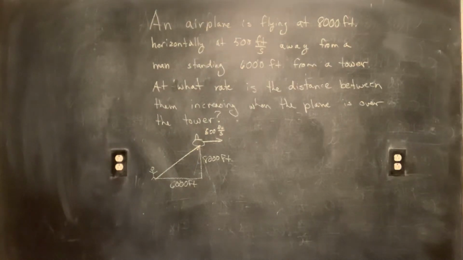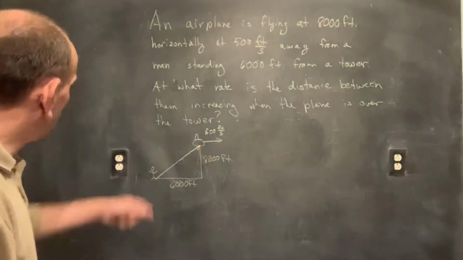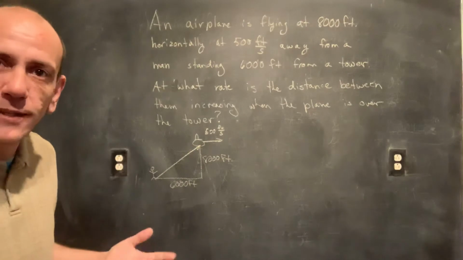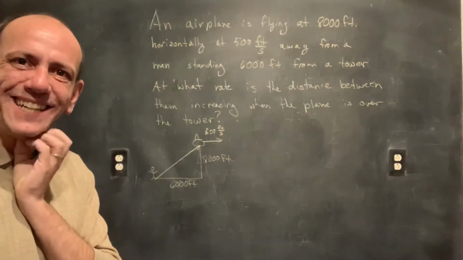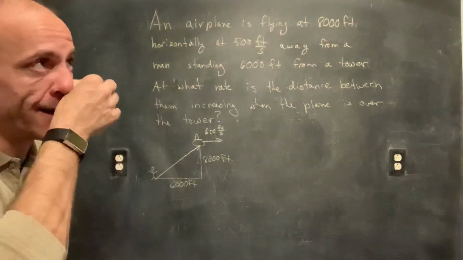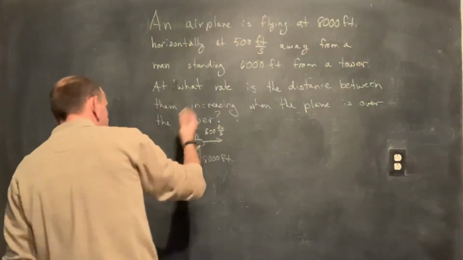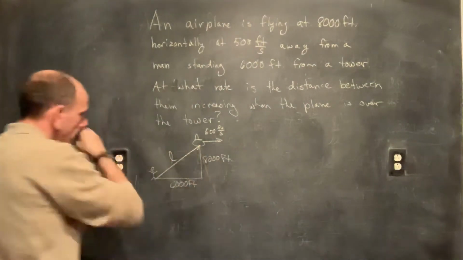Now, my instinct would be to call that d for distance, but then we're going to have dt, and that looks a little weird. So let's choose something else, like L for length. The distance between them, we'll call it L for length.